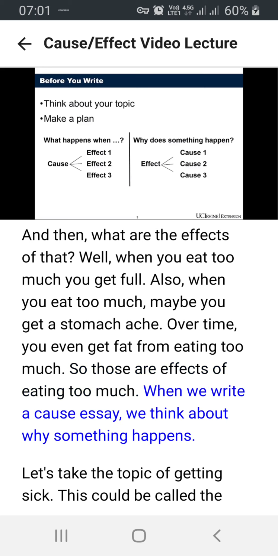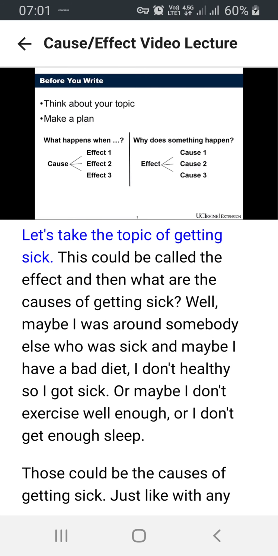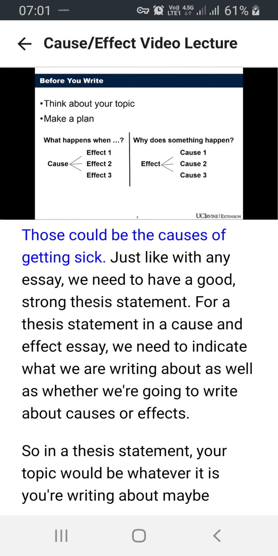When we write a cause essay, we think about why something happens. Let's take the topic of getting sick. This could be called the effect, and then what are the causes of getting sick? Well, maybe I was around somebody else who was sick, and maybe I have a bad diet. I don't eat healthily, so I got sick. Or maybe I don't exercise well enough, or I don't get enough sleep. Those could be the causes of getting sick.